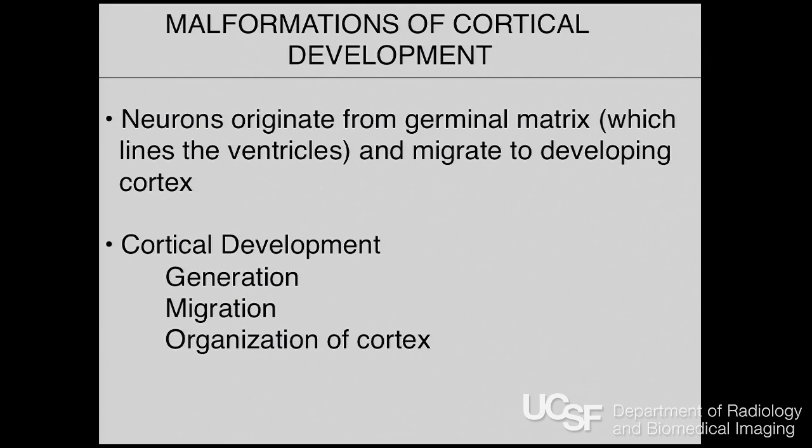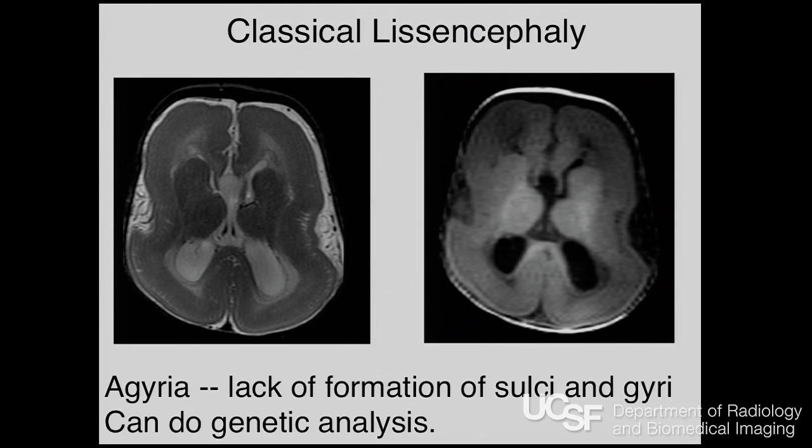We're just going to switch into some malformations of cortical development, and it's important to remember that embryologically, the cells that will become neurons and be located within the cortex originate from the germinal matrix, which classically is in the ventricular zone, so in the walls of the ventricles, and they have to make their way out to the cortex and then get organized within the six-layered cortex. When they don't make their way out to the cortex, you can end up with lissencephaly.